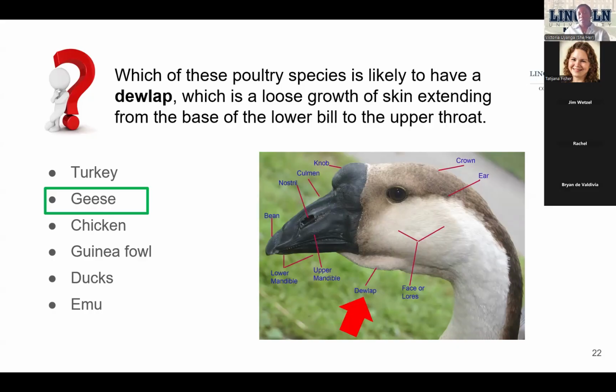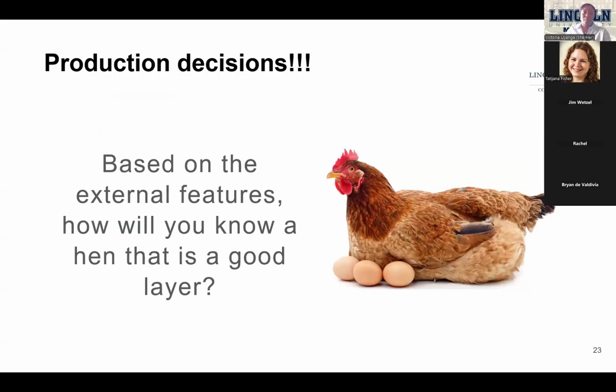So with this knowledge that we have on the external parts of the bird, how does this come in terms of production decision? And one of the questions that might come in there is just based on the external features, right? Especially if you're into egg production, how would you know which bird is a good layer? There are so many ways to go about this. So many factors to consider, but let's just look at based on the external anatomy.